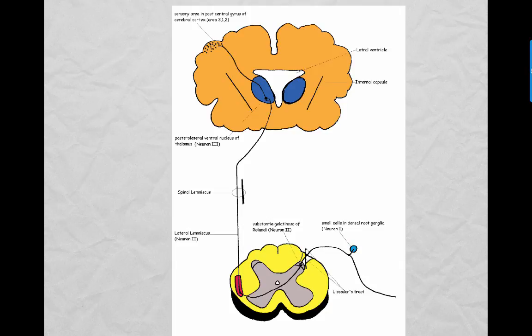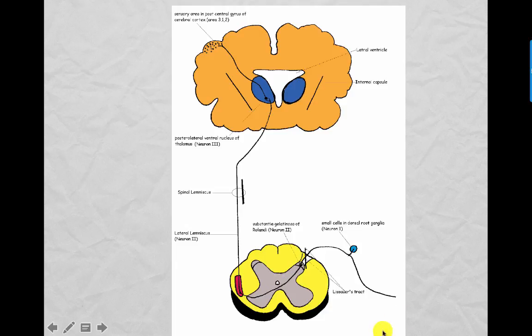Then, after that, the second order neuron will start its job. It is the cells present in the substantia gelatinosa of Rolando, present at the tip of the dorsal horn or posterior horn. The axons of these neurons in this nucleus will cross to the other side in front of the central canal, very close to the central canal.